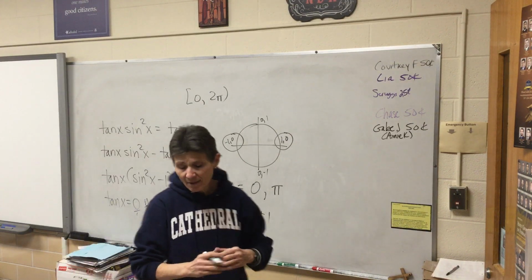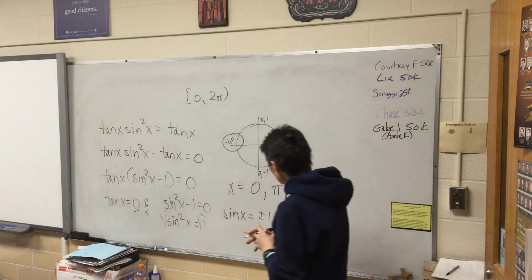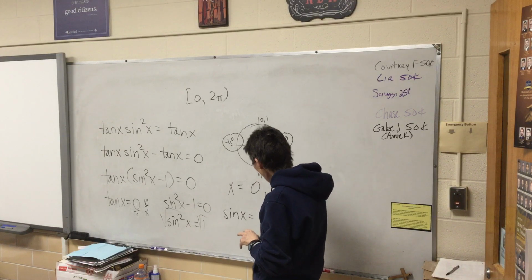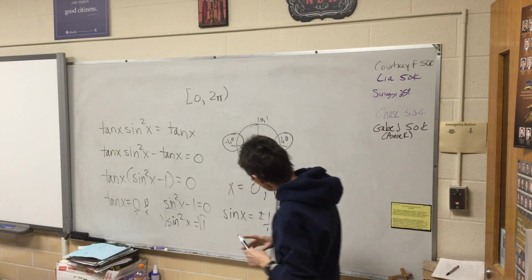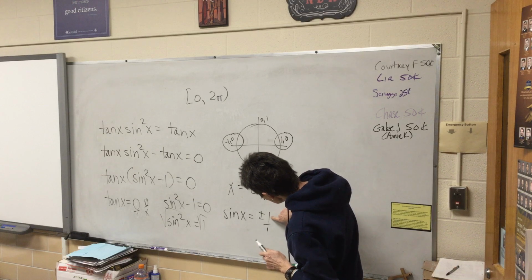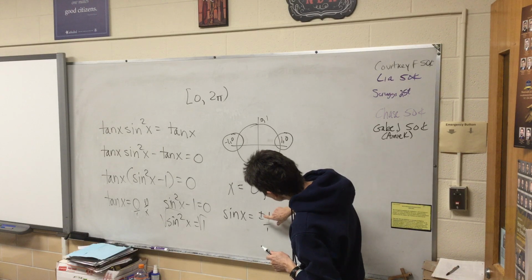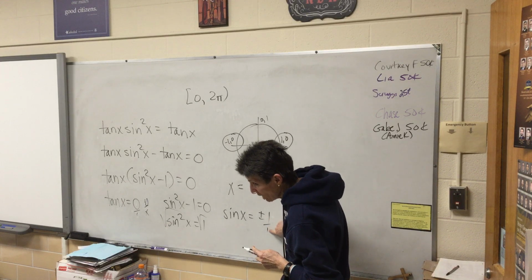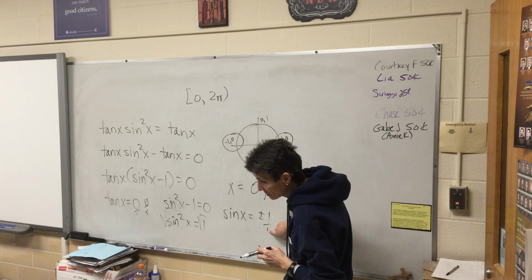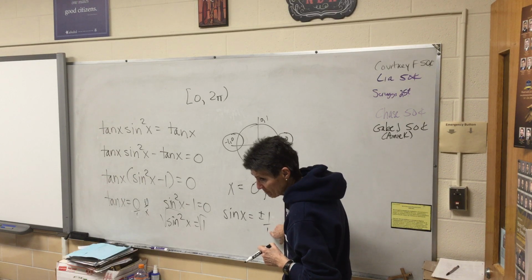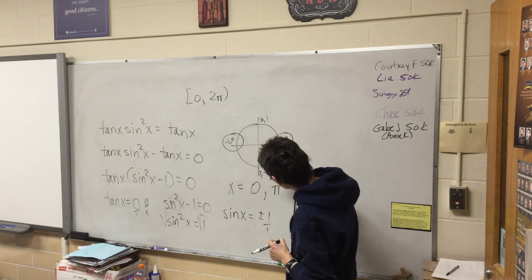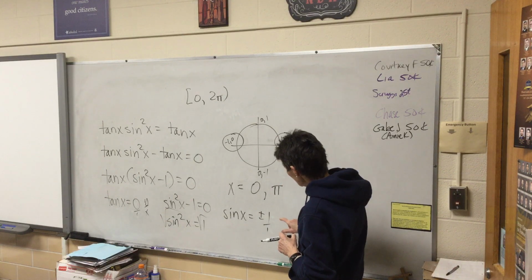Now 1 is another special number because sine is opposite over hypotenuse. Would it be possible to have a triangle whose opposite side was 1 and whose hypotenuse was also 1? Is that possible? No, because the hypotenuse has got to be bigger. So that means I've got to look at my circle for this one too.